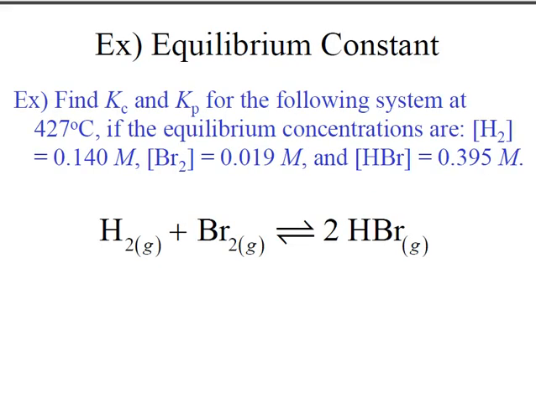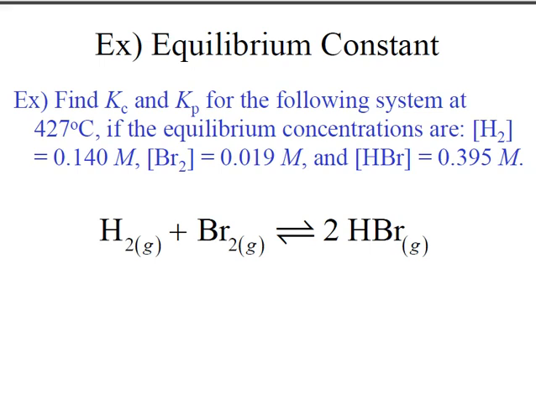Alright, so let's look at an example here. They want us to find Kc and Kp for the following system, and they give us a temperature. Now the reason the temperature is important is only because as long as we stay at the same temperature, then the K value should stay the same. The Kc value will stay constant and the Kp value will stay constant. If we change the temperature, we would have to redo these calculations and find a new value for Kc or Kp.